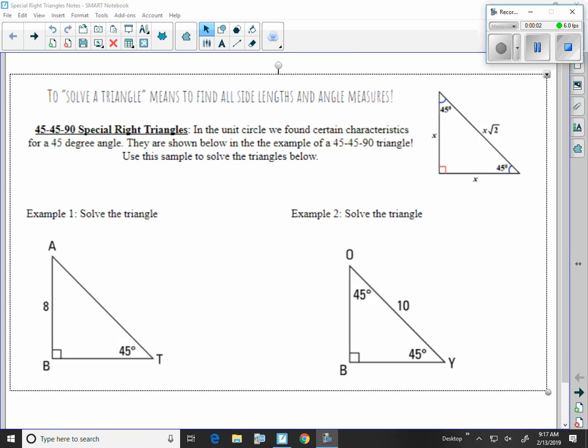All right, group. So these will be really, really fast. They don't take very long. So let's look at 45, 45, 90 triangles first. We looked at these in the unit circle. Now we're just going to solve for the size.